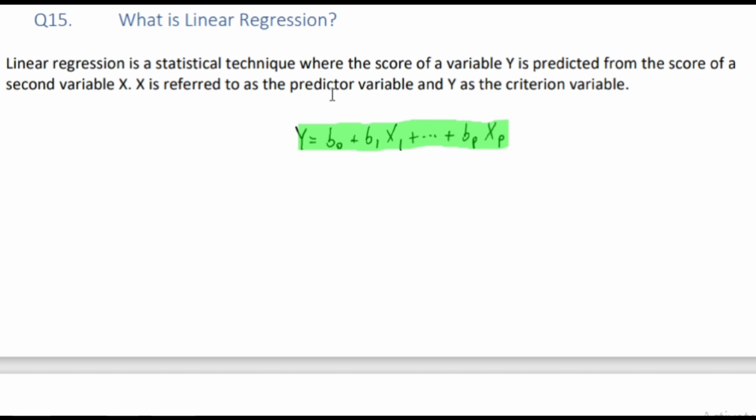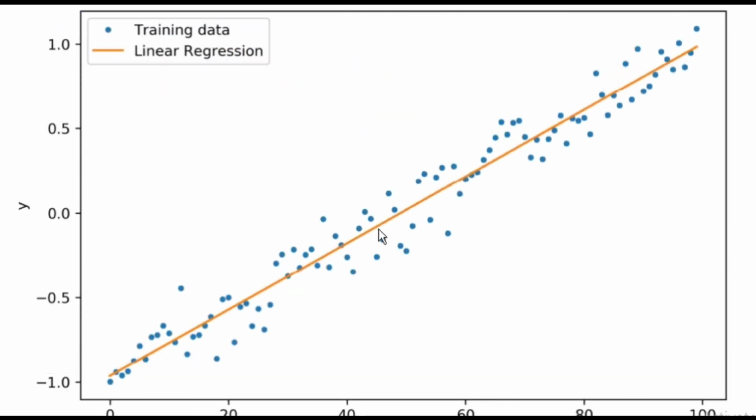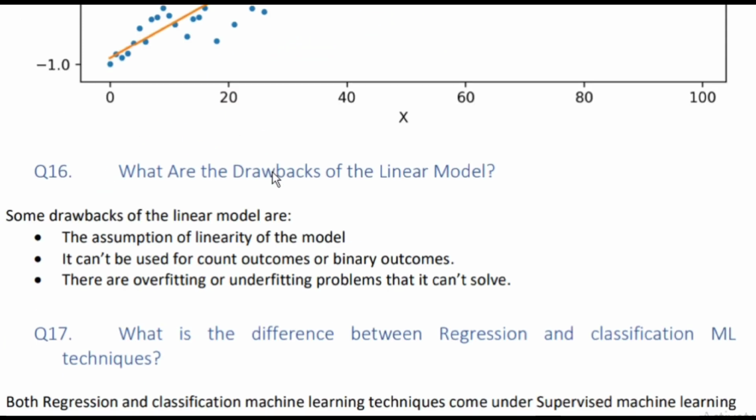Question number 15. What is linear regression? Linear regression is a statistical technique where the score of a variable y is predicted from the score of a second variable x. X is referred to as the predictor variable and y as the criterion variable. Y is equal to b naught plus b1 x1 plus up to bp into xp. Here in this graph, blue dots are represented by training data and linear regression is represented by the orange line. This is the graph of linear regression.